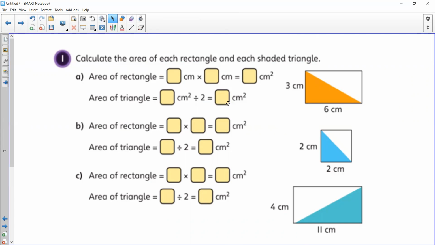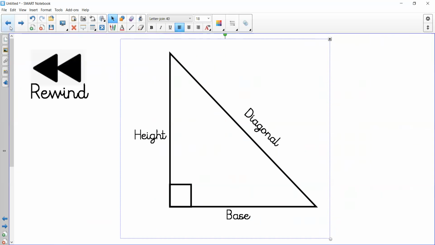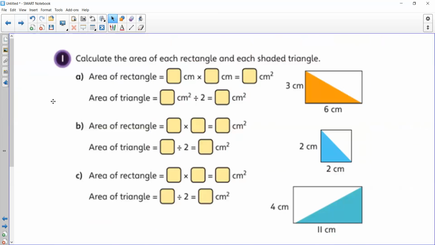Excellent. Hopefully you've done okay there. So easy to fill out. I'm not going to bother filling out this line. So it'll be 6 times 3, or 3 times 6 would then be 18. That would go there, 18 centimeters squared, and then that, 18 centimeters squared, divided by 2, because we've halved it. What's 18 divided by 2? Hopefully you've realised then it is 9 centimeters squared for that triangle.